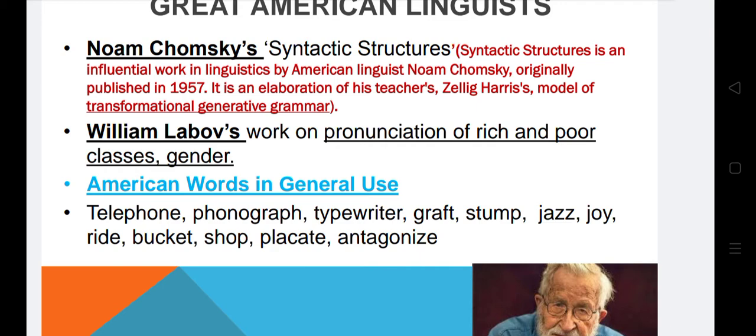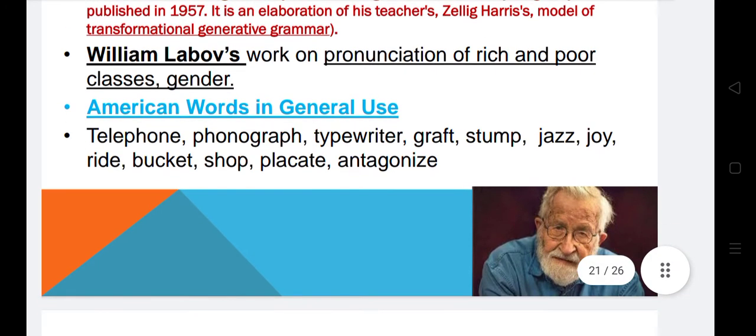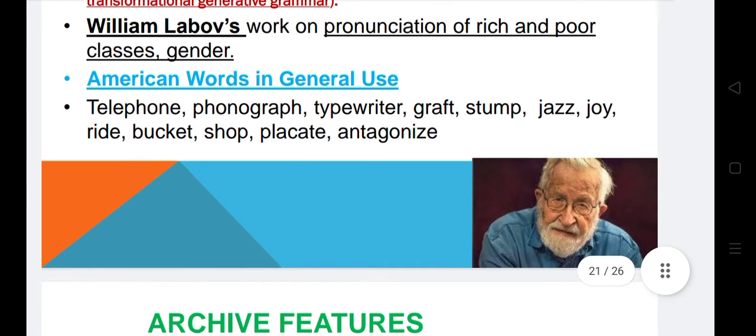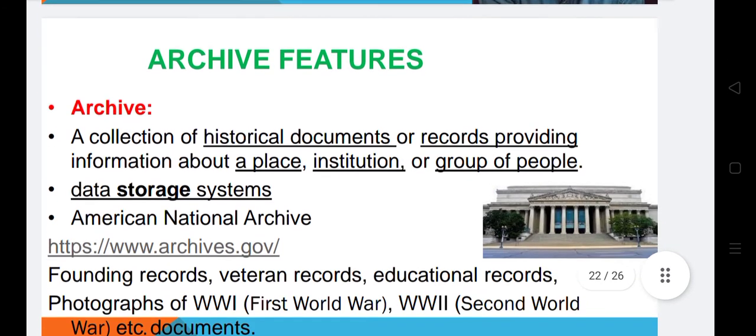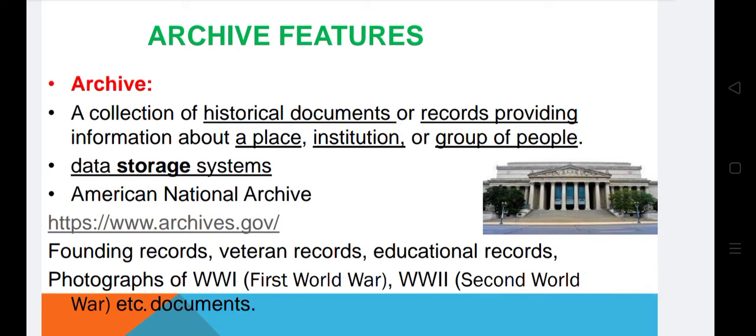And another important name is William Labov. His work on the pronunciation of rich and poor classes, gender, American words in general use. These are the words he focused on. And then archaic features of American English.